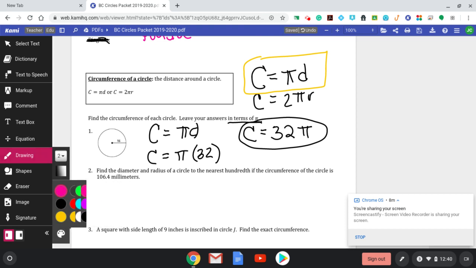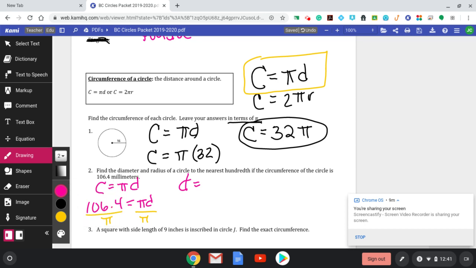Next up. Find the diameter and radius to the nearest hundredth if this is the circumference. So now I'm giving you the circumference and I'm asking for the diameter and the radius. I'm going to start with C equals pi d. The circumference is 106.4, so 106.4 equals pi d. I can at least solve for d here, right? By doing what with pi? How can I get the pi out of there? I can divide both sides by pi. So d equals, and there are rounding directions here, nearest hundredth.